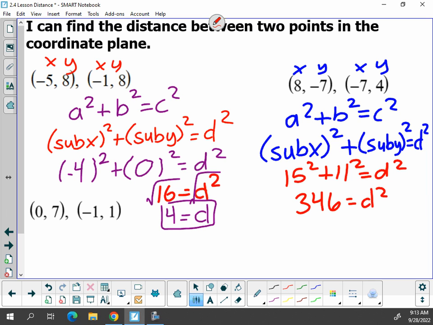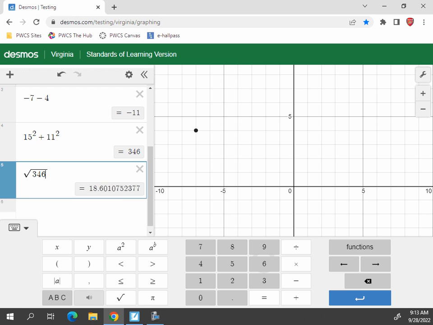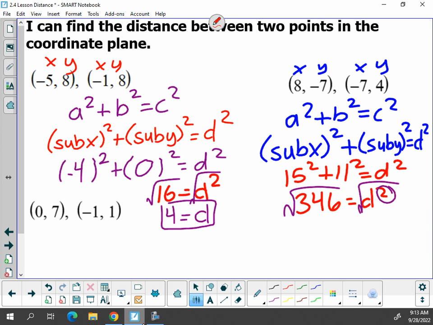And it's important that you write this stuff down because you're going to keep reminding yourself. You're going to keep getting to a point where you have a squared here, and we have to get rid of that by square rooting. We don't want to forget to square root at the end. The square root of 346, we'll call it 18.6.